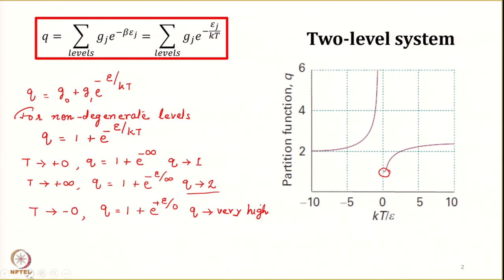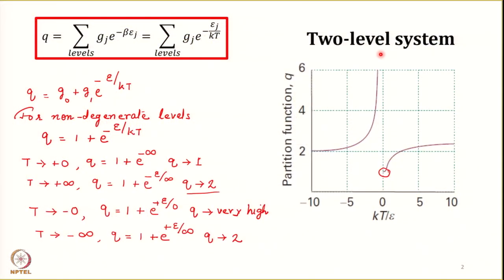Let us now discuss the next one. When T approaches minus infinity, then Q will approach 1 plus exponential plus E upon infinity, which is 1 plus exponential 0. That means Q will approach a value of 2, and that is what you see over here. So for a two-level system, see how the partition function varies with temperature on the positive side and the negative side of the temperature. But the point to be noted is that there is a discontinuity. It is not continuous. At T equal to 0, there is a discontinuity.